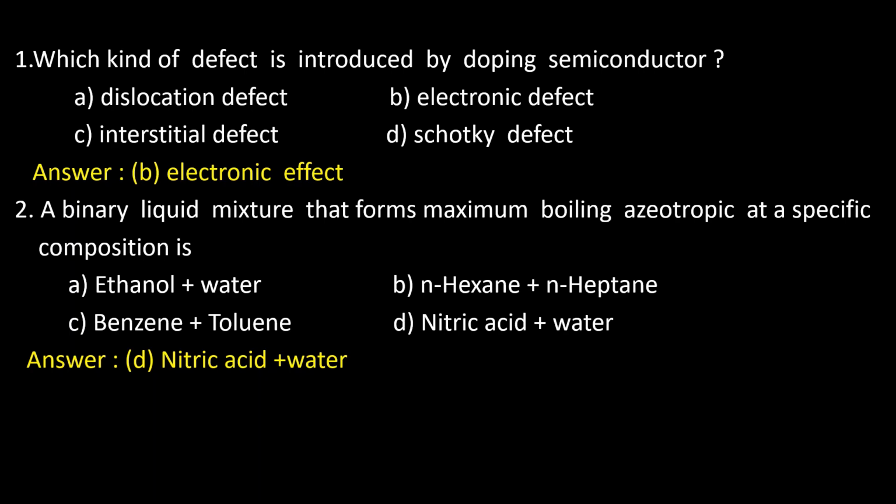The first option, ethanol and water, is the azeotropic mixture that shows the minimum boiling azeotrope. The second option, N-hexane plus N-heptane, and the third option, benzene plus toluene, these two are ideal solutions. So the correct option is the last option, nitric acid plus water mixture. It forms the maximum boiling azeotropic mixture.